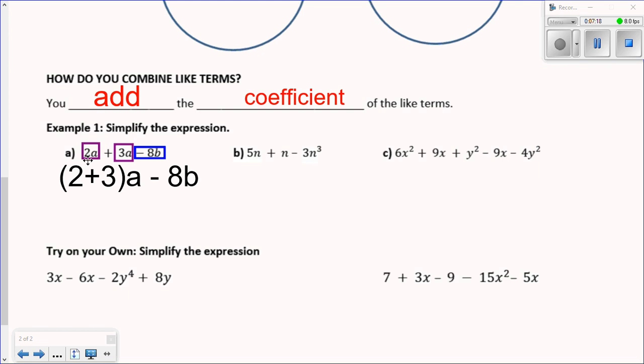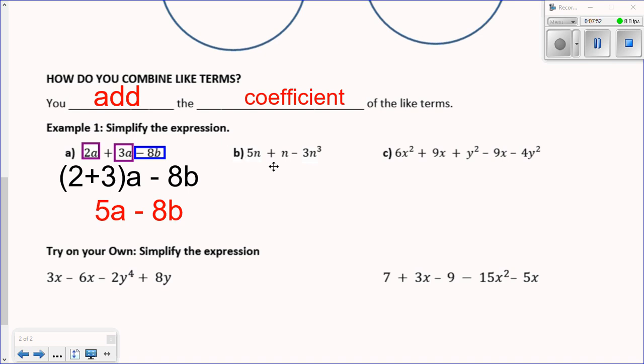So for my like terms, I will take the numbers in front, 2 and 3, and add them together. That's going to create my new coefficient. Okay? So it's going to be 2 plus 3, whatever that is, on the a, and then the negative 8b, because it didn't have any like terms, I just bring it back down. Now I can go ahead and simplify this. 2 plus 3 gives me 5, so it's 5a. There are 5 a's total. If you have 2 a's here and 3 a's here, you have 5 a's total, minus the 8b. Okay, for b, I'm going to do the same thing.